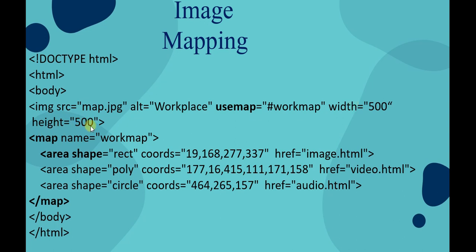Then width and height, it's a normal thing only. The image's width and height we represented. Then map, we want to open and close the tag of map. This map will help to represent the name we used in usemap, like work map. Okay, both matched, no. Then inside the map we used the area tag.